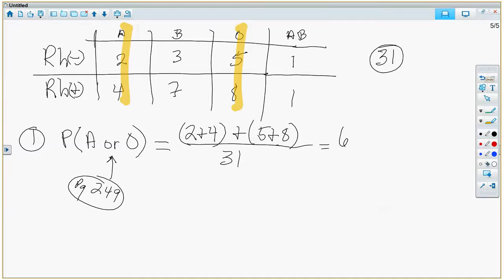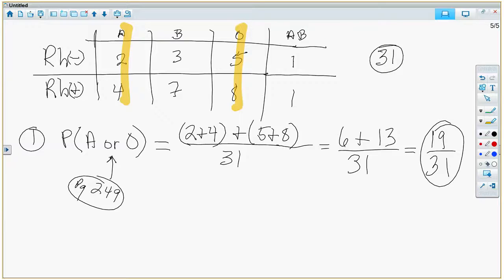6 plus 5 plus 8, I have no idea. Thank you. Over 31. 8 is my terrible number. I can't add it to all. 6 plus 13 is 19 over... I can't do it with 2 and 4 either. 3. And there's your probability. Turn it into whatever you want to. That's your probability of pulling an A type out of the hat or pulling an O type out of the hat. And that's how you do the additive.